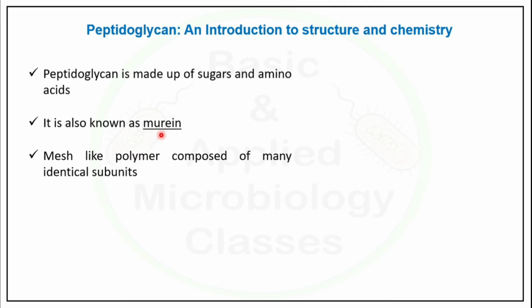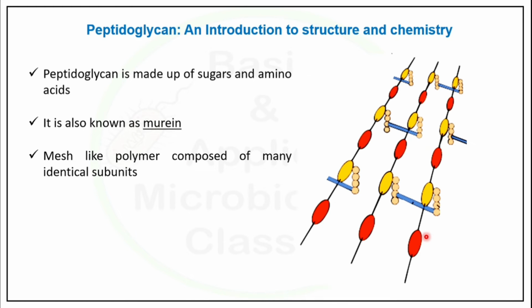Now we are coming towards the next point. It is a mesh-like polymer, which is composed of many identical subunits. With this picture, you can clearly observe mesh-like means net-like. Net-like polymer it is. Polymer means it is made up of some kind of subunits. So it is composed of many identical subunits. Of course, we can see here yellowish, reddish, orange, and this chain is present. These are going to be repeating here, and forming a mesh-like polymer, which we call peptidoglycan.